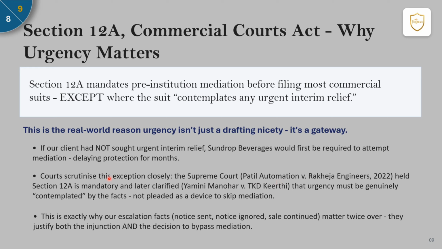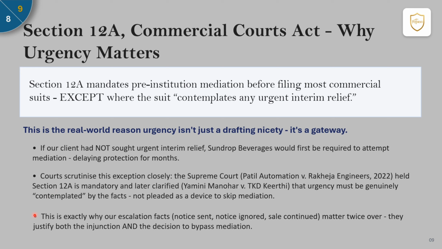Think about what this means for us. If Sundrop Beverages had not been able to show any genuine urgency, they would have had to attempt mediation with Sunoora Foods first. And that process could take months, and during this time the infringement would simply continue.